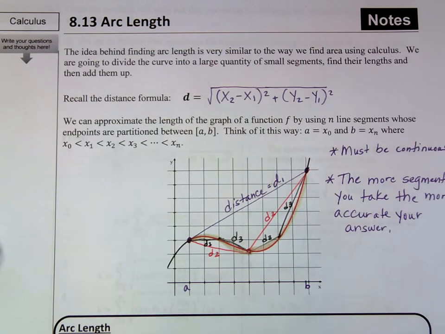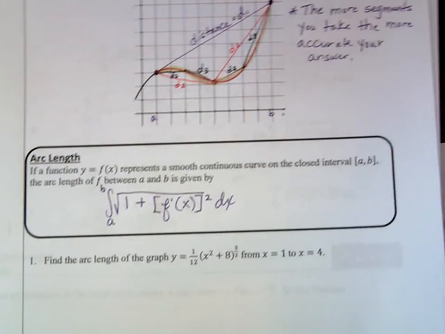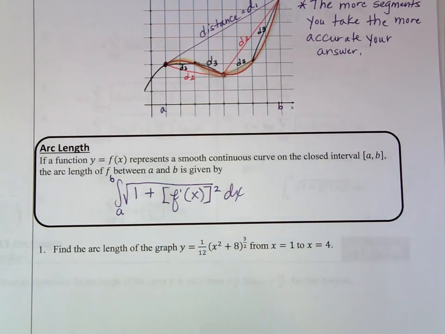If I take the integral, remember integrals are like the infinite number of rectangles, or in our case, an infinite number of segments, going from A to B of the square root of 1 plus your derivative of the function squared with respect to x. That, my friends, is going to give you the value of that arc length. And so there's the formula. The integral from A to B of the square root of 1 plus whatever the derivative is squared.